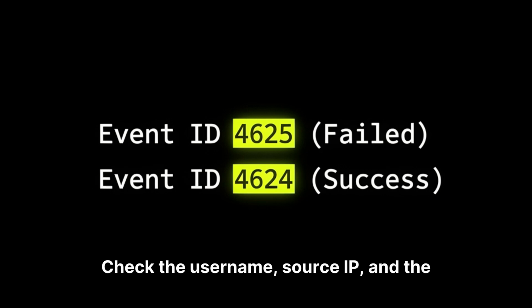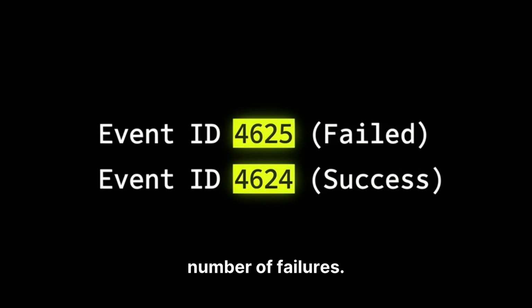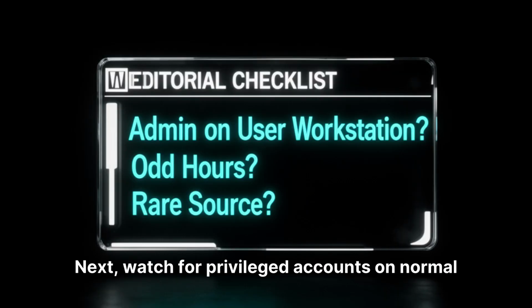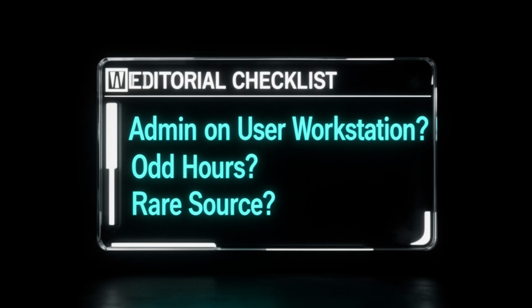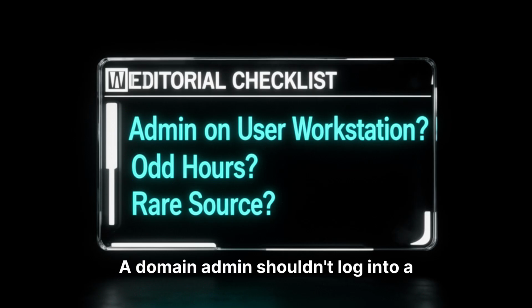Check the username, source IP, and the number of failures. Next, watch for privileged accounts on normal workstations. A domain admin shouldn't log into a random machine at 1:43 a.m.